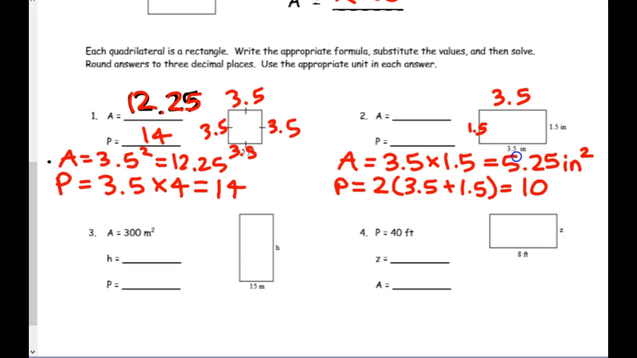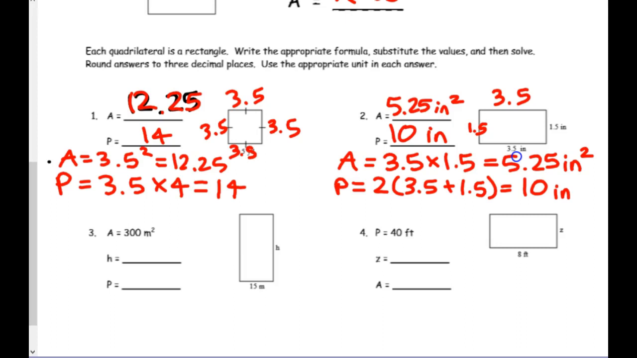Now, 10 is not squared in its units. Perimeter, again, is not square units. Perimeter is regular old units. So 10 inches. So 5.25 inches squared, 10 inches not squared. Okay, so those were our formulas for a square and a rectangle.